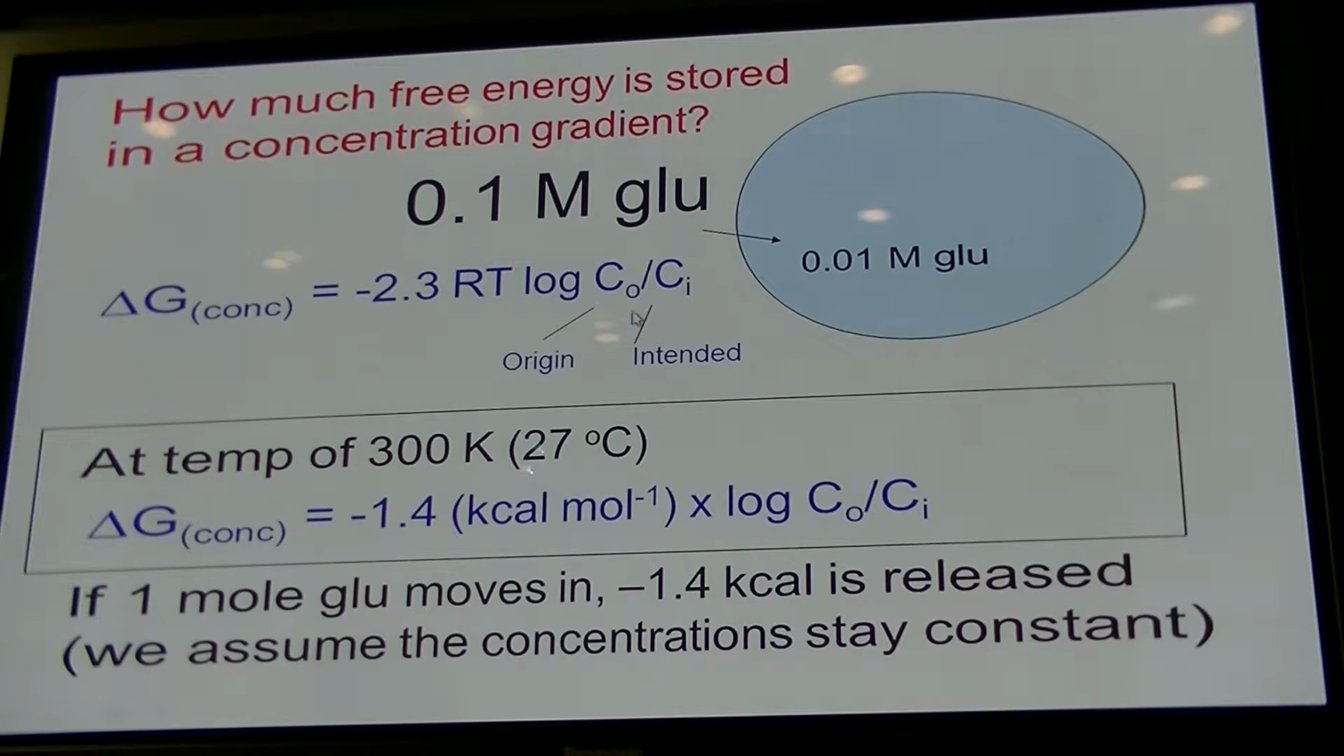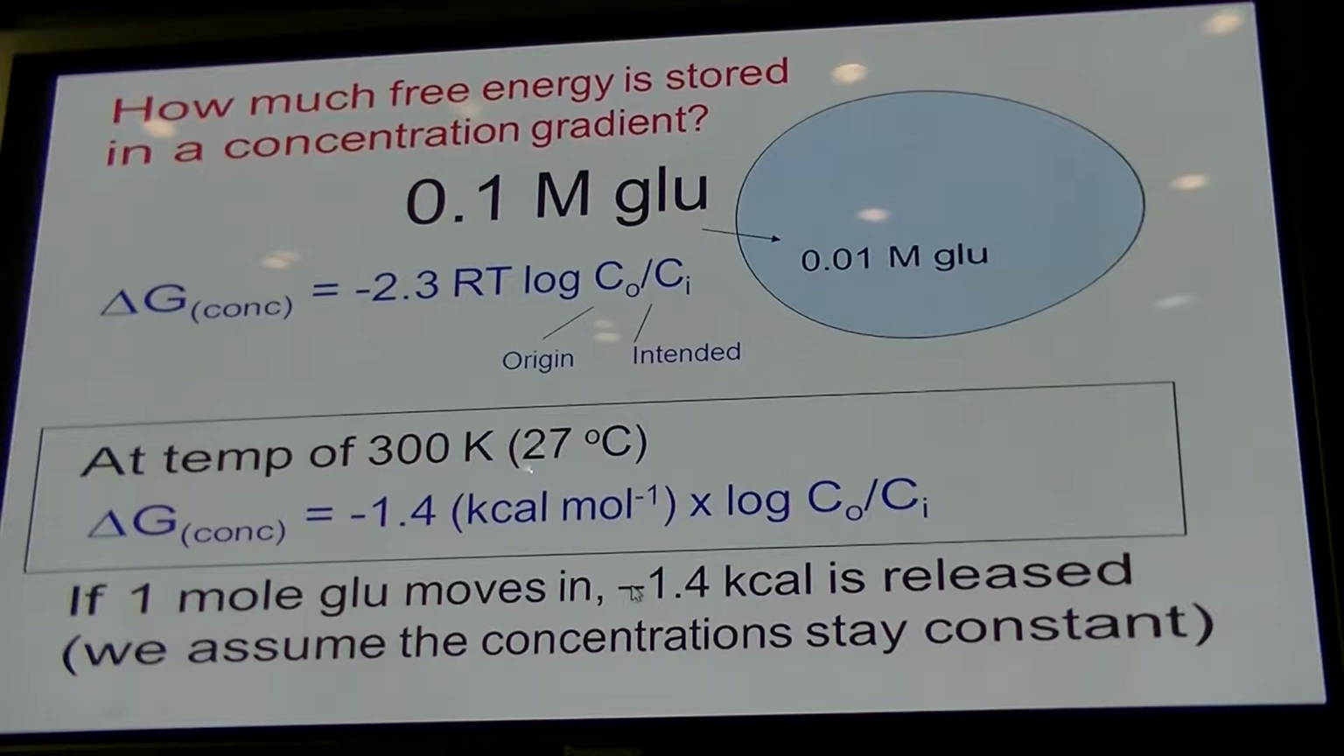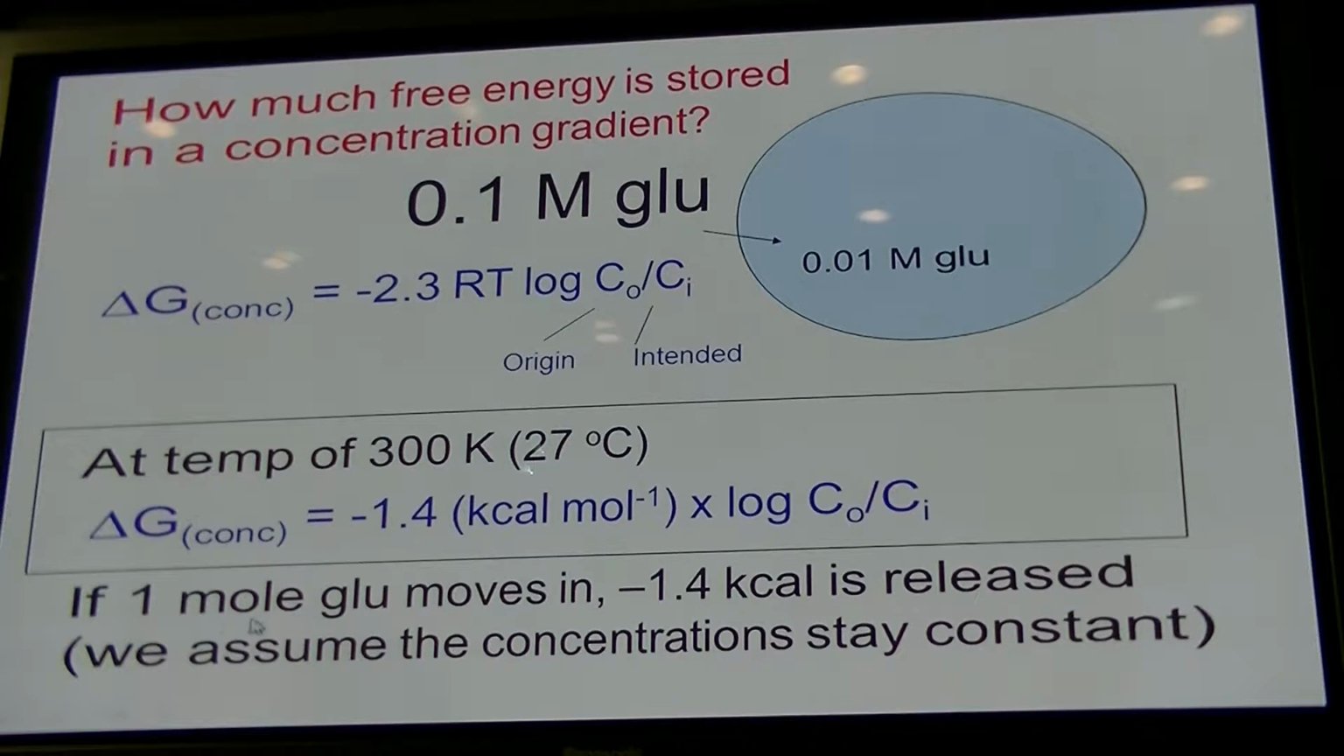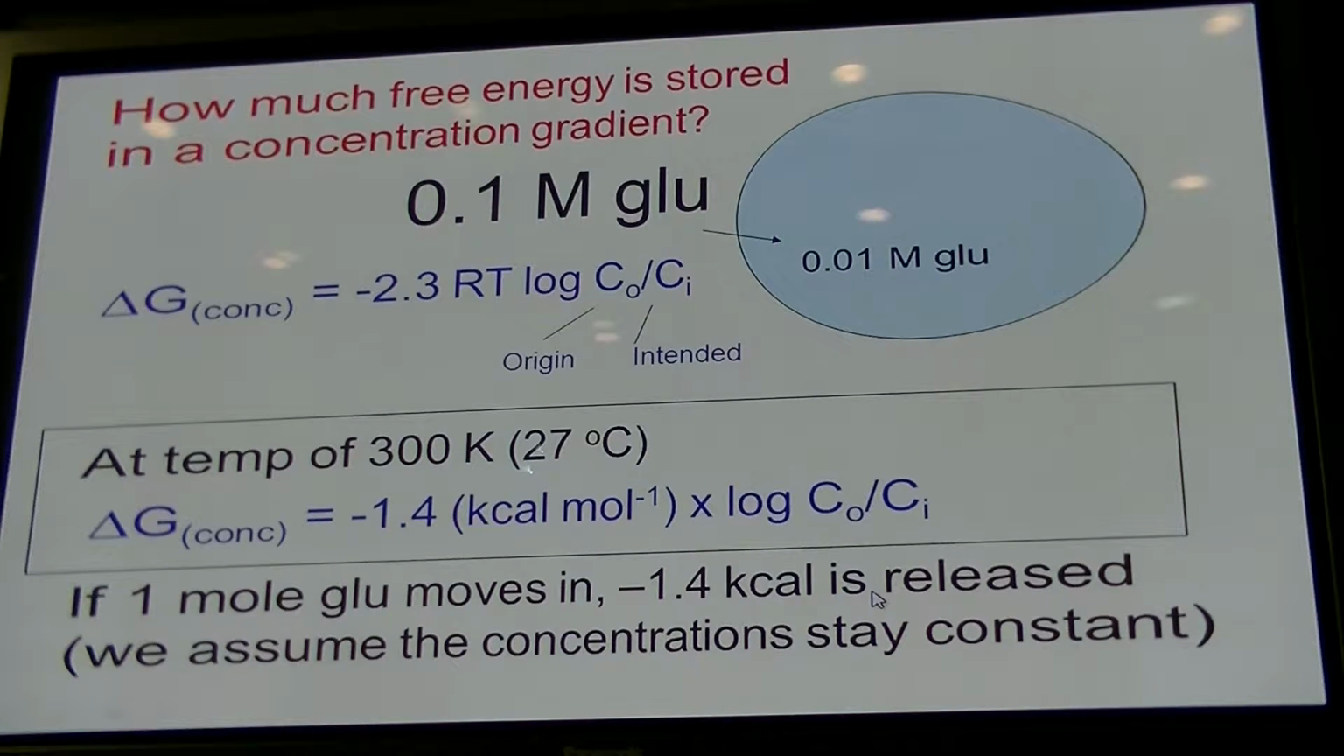So then what we see is that the ratio here is 0.1 over 0.01. That's actually the number 10. And the log of the number 10 is 1. So that means we have a negative 1.4 kilocalorie per mole released. However, if we move 1 mole of glucose, then that's negative 1.4 kilocalorie per mole, which is released.